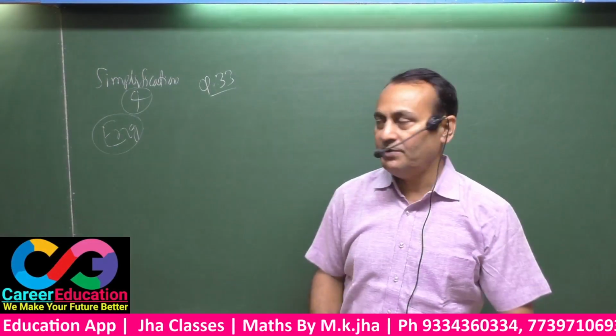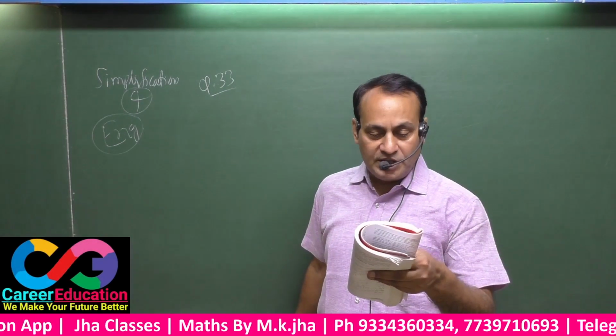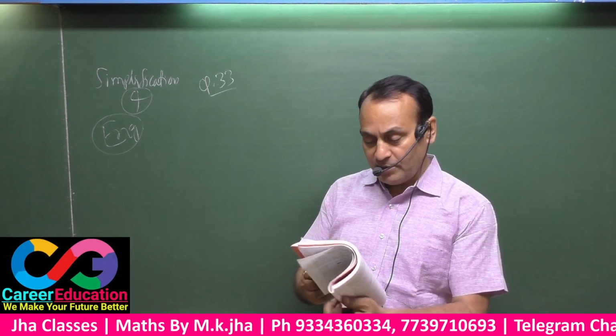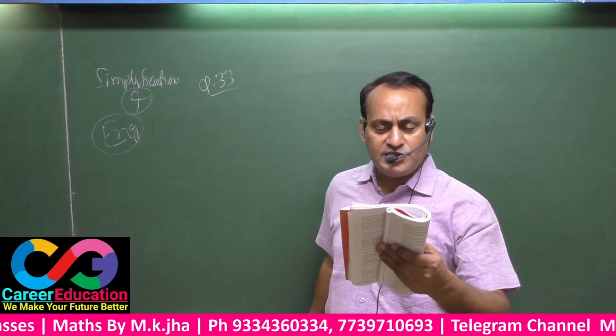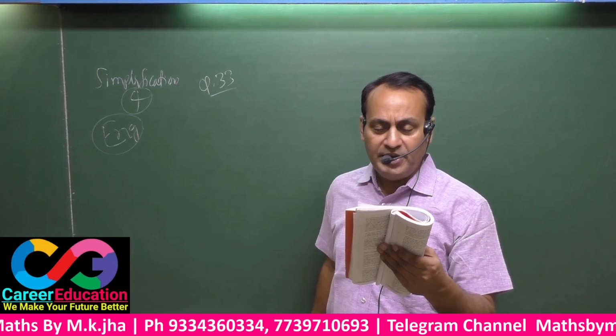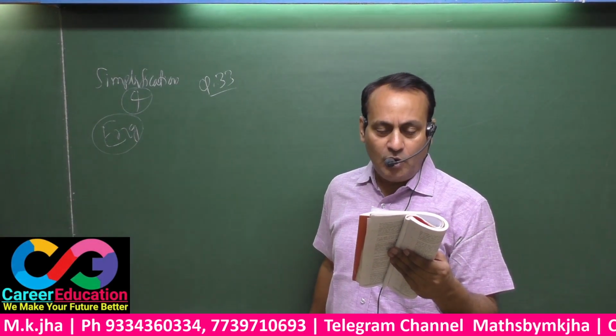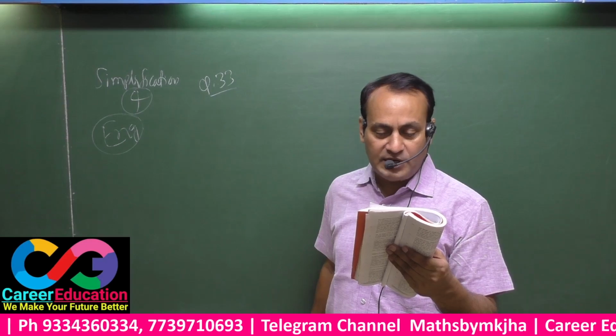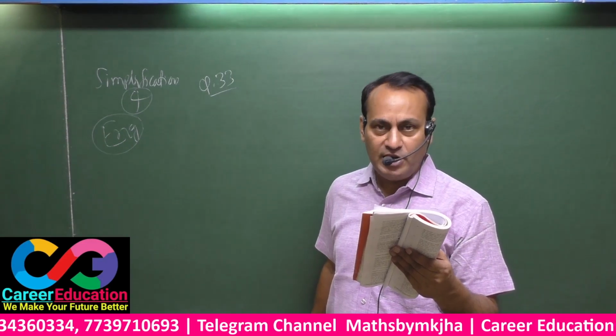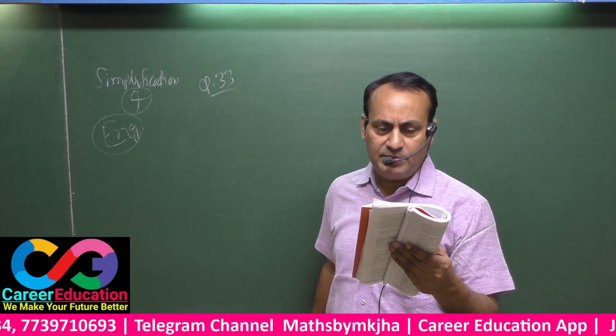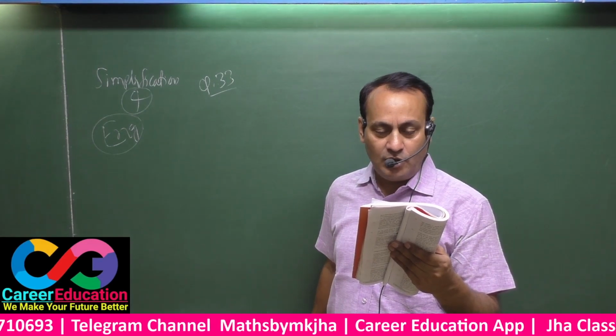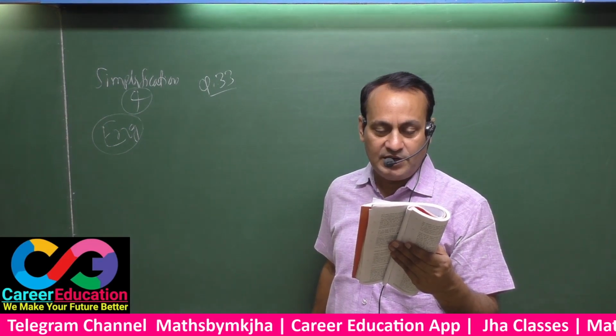Let us start simplification class 4, question number 33. From question number 33 onwards, there are several questions based upon numerical ability only. Means only digits or numbers will be there, no language will be there. A bit of language can be used, but these all types of questions are based upon algebraic formula.